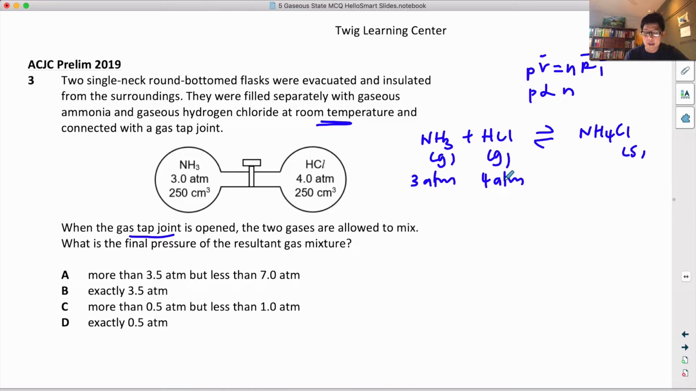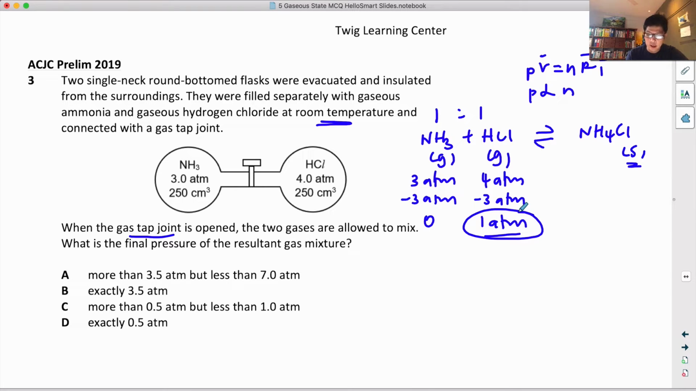So if they do react, and they react in a ratio of 1 to 1, I'm going to say ammonia is the limiting one, minus 3 atm. So HCl also will react minus 3 atm. So in the end, there's no more ammonia, but there's 1 atm of HCl. This is a solid, so I don't really bother about it, because we're talking about the pressure. So we're only looking at the gases. If there's no change in volume, the pressure will in the end be 1 atm.